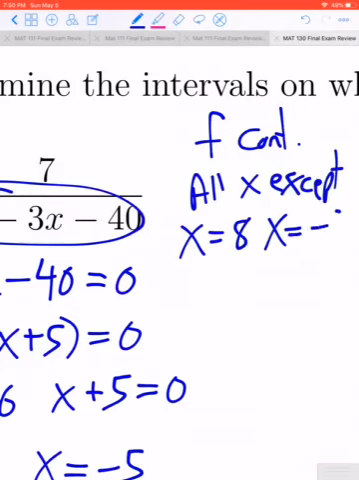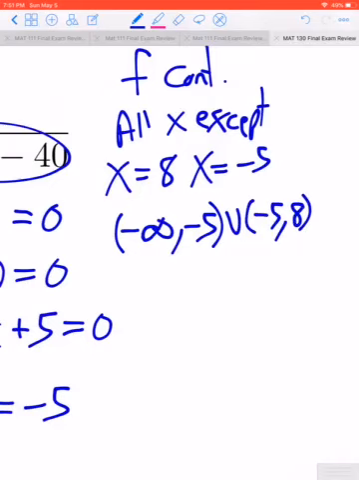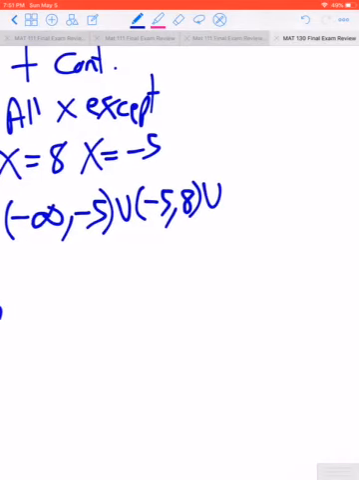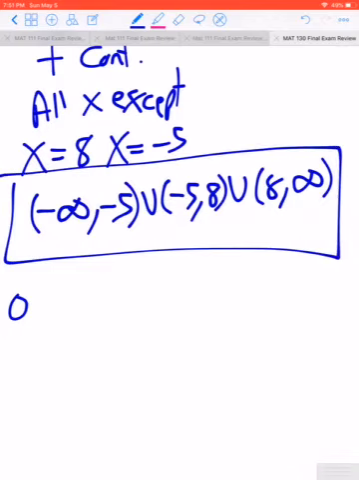Usually when we talk about continuity, it's proper to write it in interval notation. It's going to be all of the x values from negative infinity up to but not including negative 5, and then everything from negative 5 up to but not including 8, and then everything immediately after 8 to positive infinity. So the intervals on which the function is continuous would be these 3.